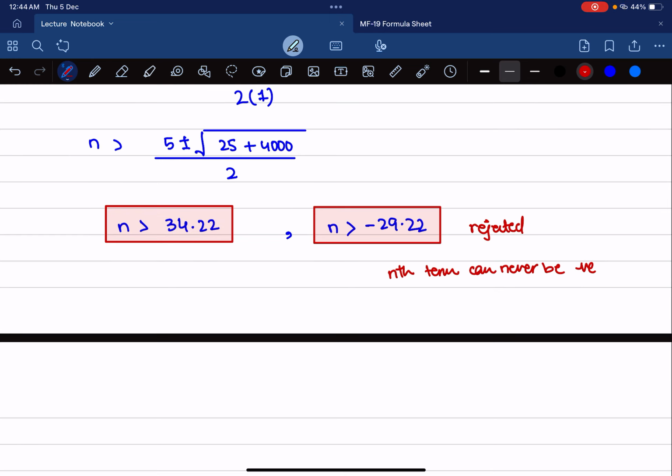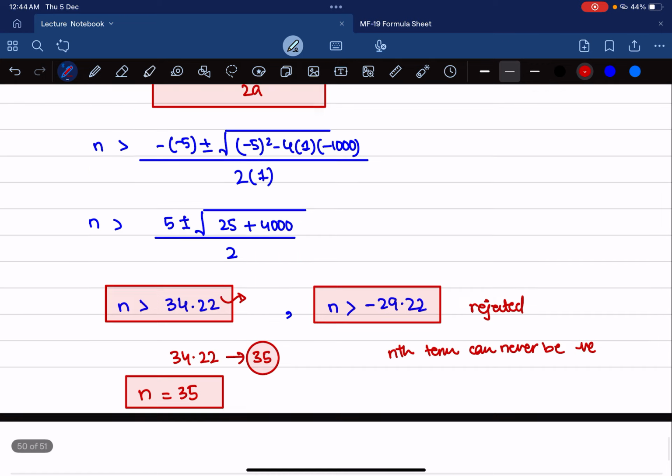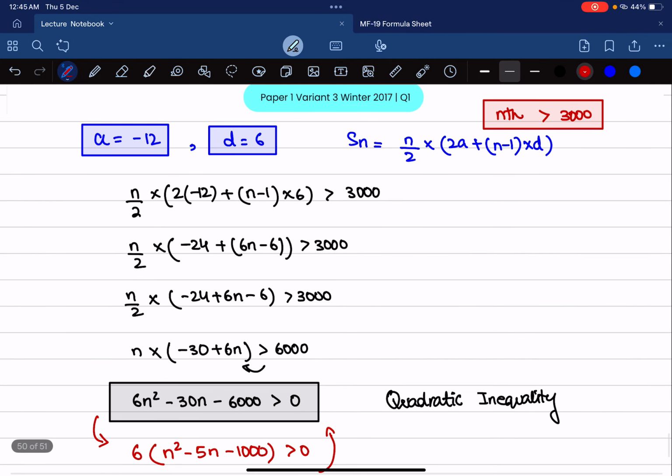So whenever you end up with such an answer, n is greater than 34.22, which means that any available next whole number is your answer. In this case, the next available whole number after 34.22 is 35, which means 35 is your answer. So your n is equal to 35. Now if you want to verify whether your answer was correct or not, you are going to go back and directly in this formula put in the values. What is n? 35.